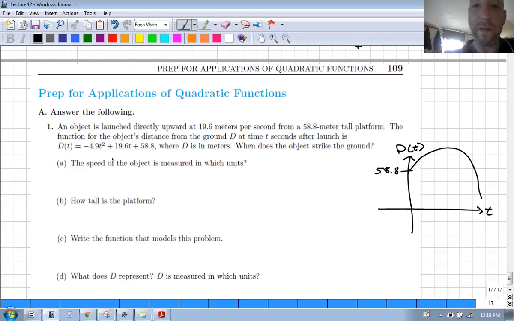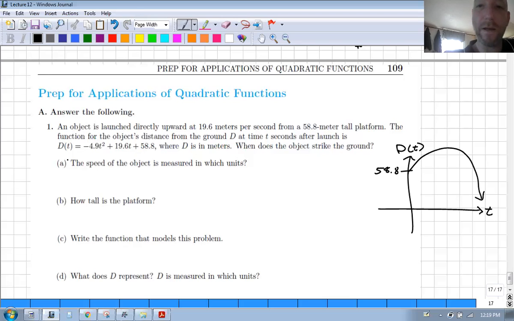So this function tells us the distance from the ground. You can see that at time 0, if you plug a 0 in for t, you're at 58.8. That makes sense because we're on a platform that's 58.8 meters tall, right? The a here is negative, so that's why our parabola opens downward. See? All right. When does the object strike the ground?